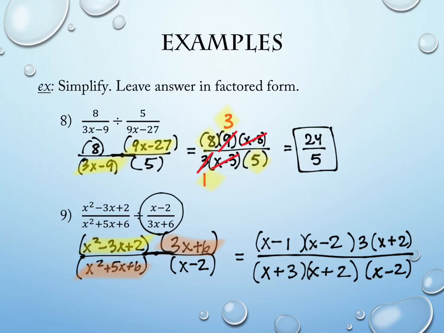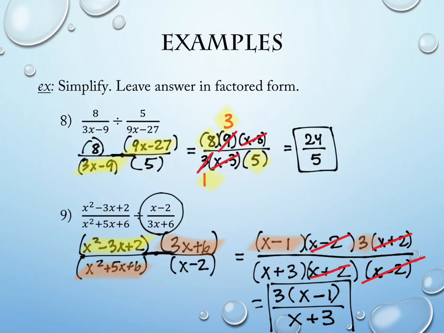What reduces? X minus 2. All right, x minus 2 is gone. X plus 2, and x plus 2 as well. So I think that's it, yeah? On the top, I have the x minus 1 and the 3. I usually write the constant first. If you don't, it doesn't matter, but 3 and x minus 1. And then the bottom, I have x plus 3. In parentheses if you want, or not. Either way is fine.